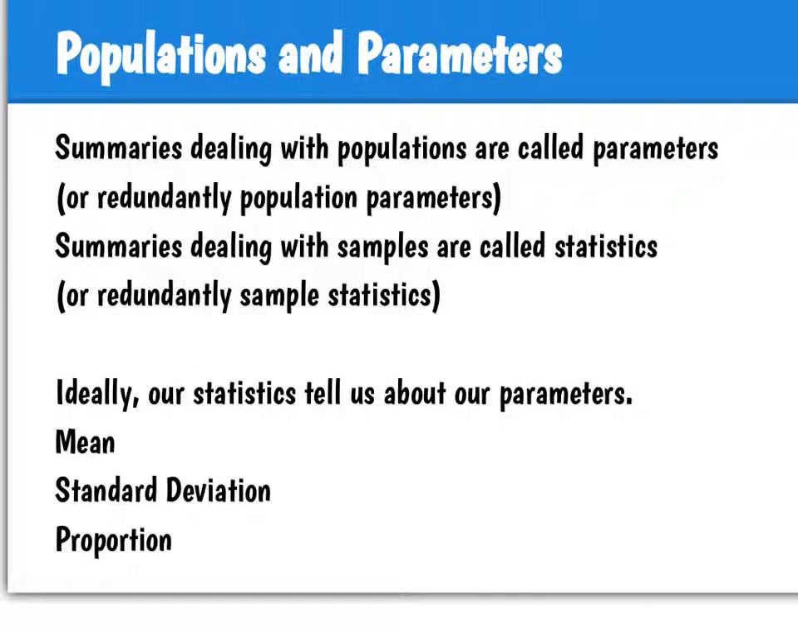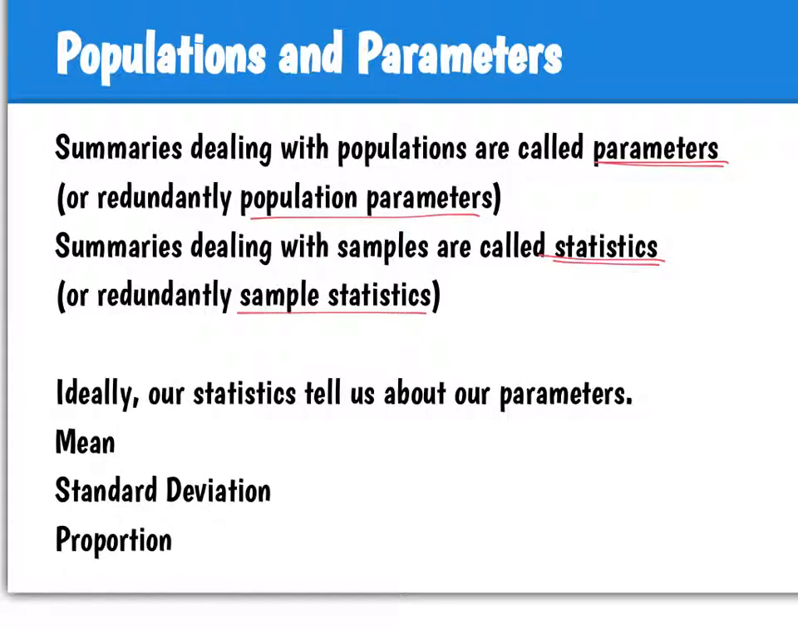Alright, so you should remember this from way back when. This is probably August. But when we're dealing with a population, if I want to know the mean height of all men in the world, that's a parameter. So a population parameter, P. If I just want to know the mean height of a sample, it's called a statistic, S, sample statistic.